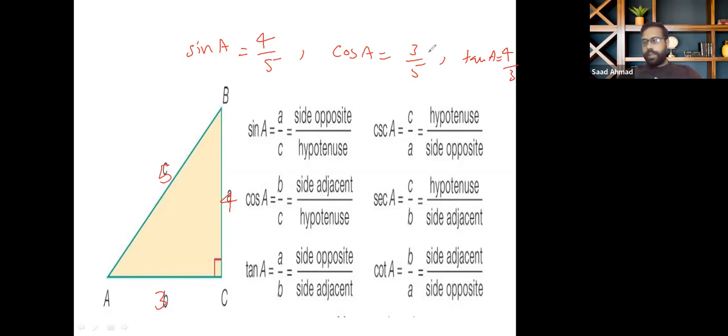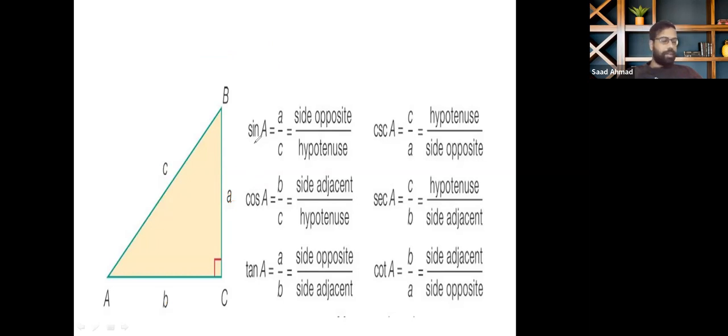So these are the basic 6 trigonometric functions that you can find for an angle. If you're given an angle, you can find its sine, cosine, tangent, cotangent, cosecant, and secant.